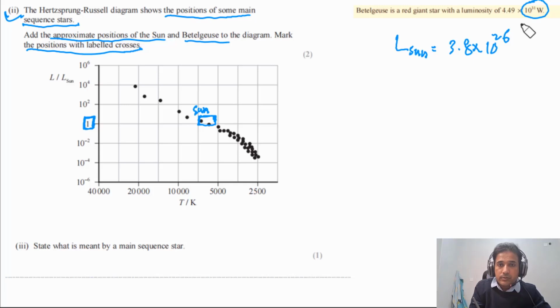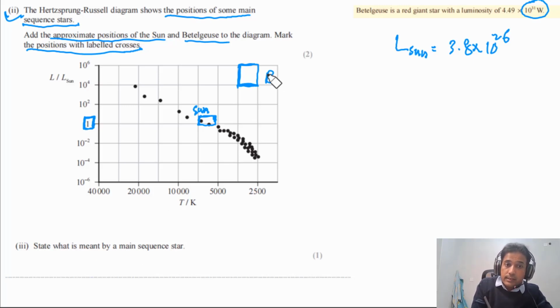The surface temperature of Betelgeuse we found was about 3400 Kelvin, and luminosity should be more than 10 to the 4. So it can be located here in this region. The temperature is 3400, so Betelgeuse can be located here. We have to write down the name, so I'm just writing B for Betelgeuse. So this is how you can answer.